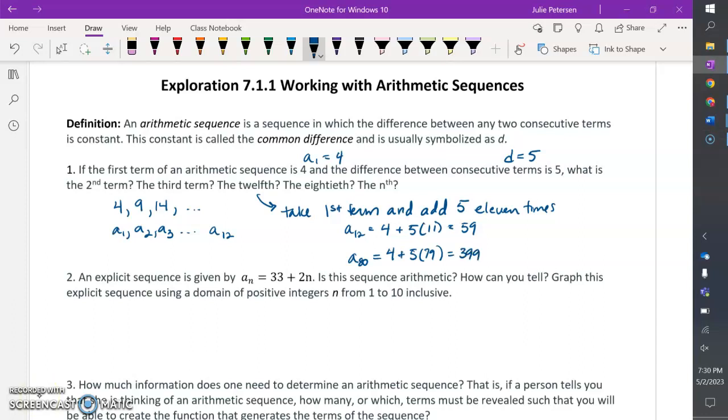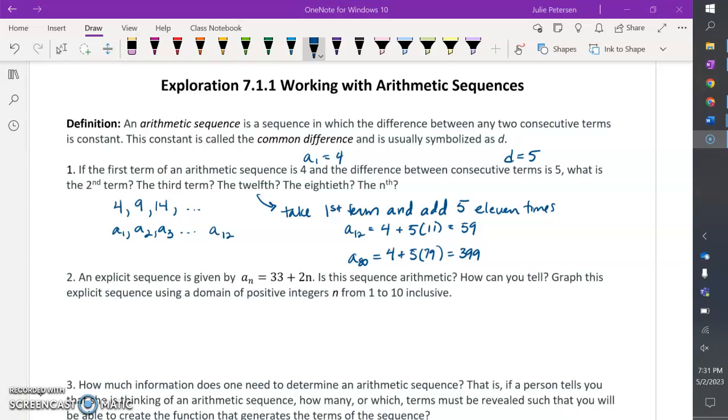So we've found the 12th term and the 80th term, and then we want to find a way to come up with the nth term. You might want to pause here and see if you can come up with that equation on your own, where we have a variable, and if I plugged in 1 to get the first term, I would get the value of 4. If I plugged in 2 to that equation, I would get the value of the second term, which is 9.